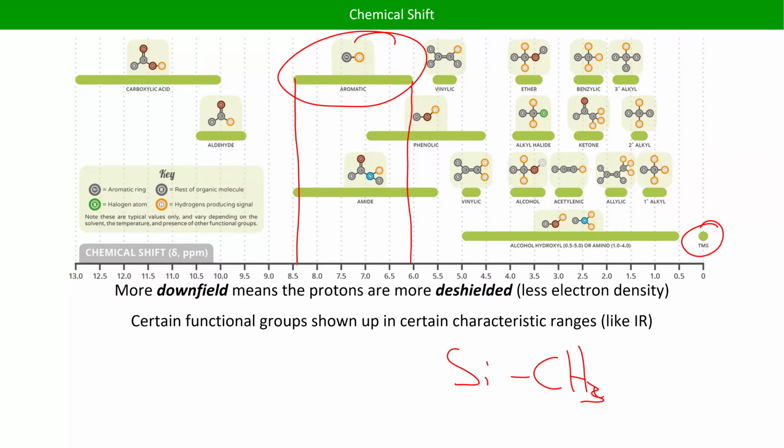And then you've got all these other ones on top of each other. Primary alkyls, secondary alkyls, tertiary alkyls, allylic, meaning one away from an alkene. All of these show up on top of each other a little bit. So the shielding is a little less useful for determining those. And that's where we start looking at splitting and the integration, the size of the peaks.